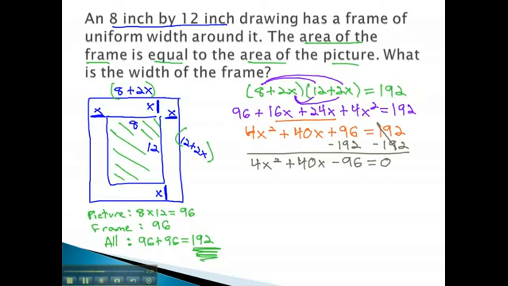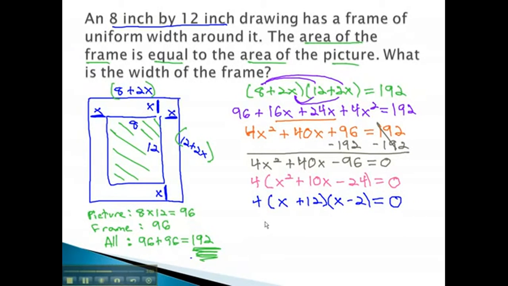We are ready to start solving by factoring the equation. Always start with the greatest common factor of 4, leaving x squared plus 10x minus 24 equals 0. We can continue factoring that trinomial to be x plus 12 times x minus 2 equals 0.